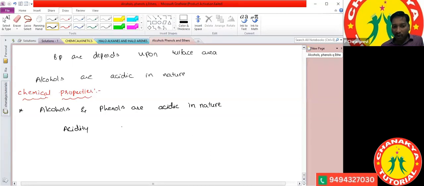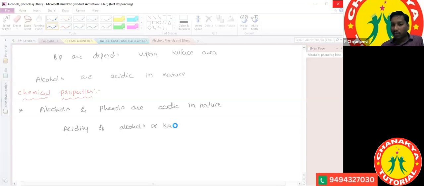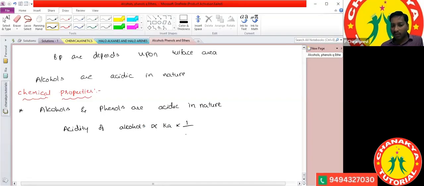Acidity of alcohols. The acidity of alcohols is directly proportional to the Ka value and inversely proportional to the pKa value. At the same time, acidity of alcohols is directly proportional to electron withdrawing groups and inversely proportional to electron donating groups. Okay, so how can we explain acidity?